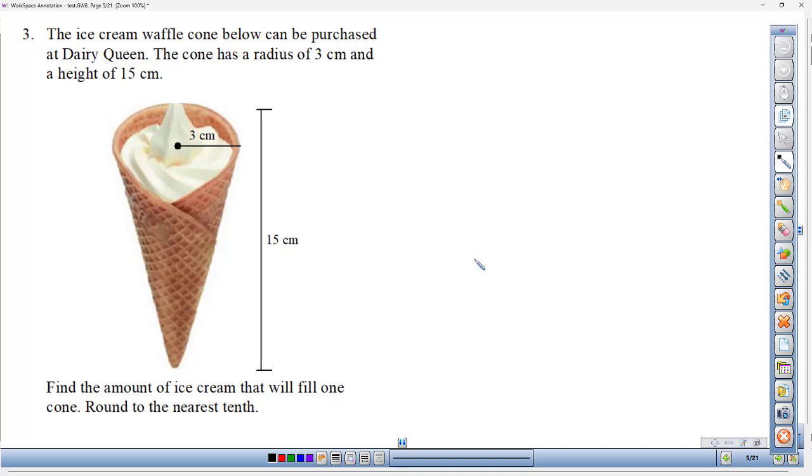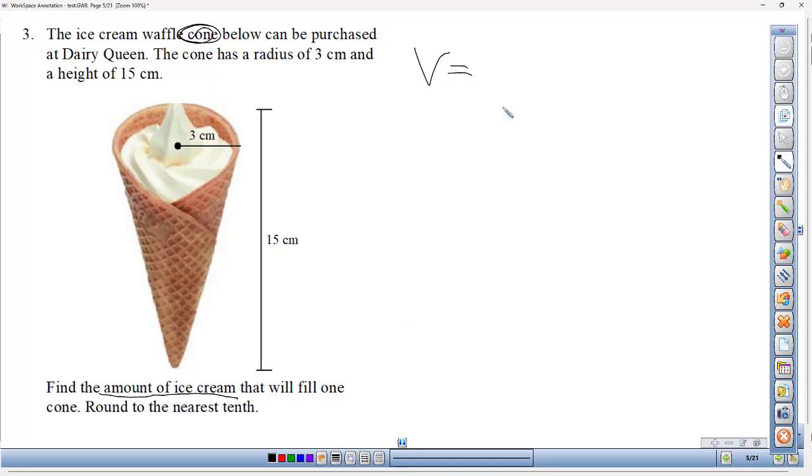All right, number 3 says the ice cream waffle cone, ooh, that looks good, below can be purchased at Dairy Queen. The cone has a radius of 3 centimeters and a height of 15 centimeters. Find the amount of ice cream, that's a tricky way to tell us to work out volume, that will fill one cone, and here they go. They don't want the exact answer with pi in it. They want the approximated answer.